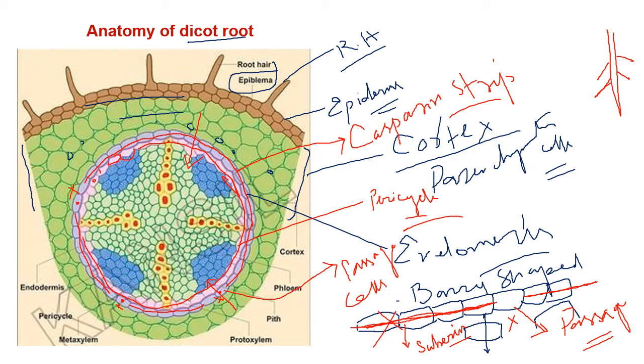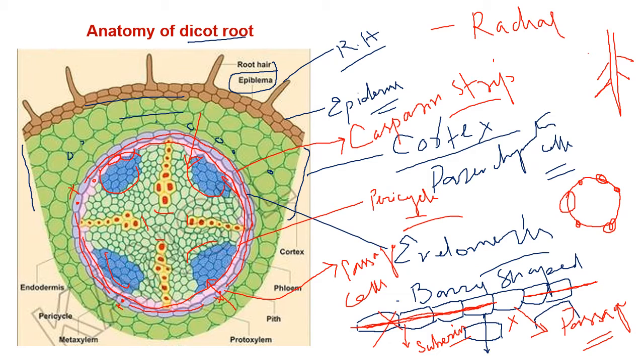Now moving to the inside of the pericycle, we have phloem, xylem, phloem, xylem, phloem, xylem, and phloem and xylem. If you look at the arrangement of the vascular tissues, xylem and phloem, it is radial. It's like this. This is the circle, and you have here xylem, phloem, xylem, phloem, xylem, phloem.